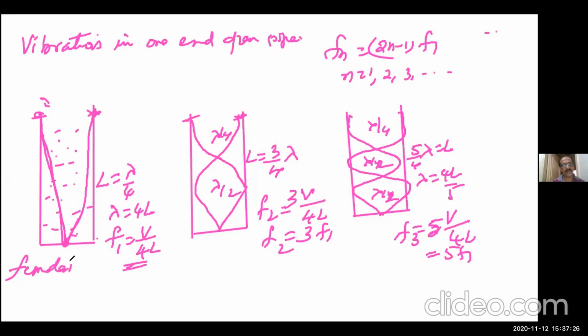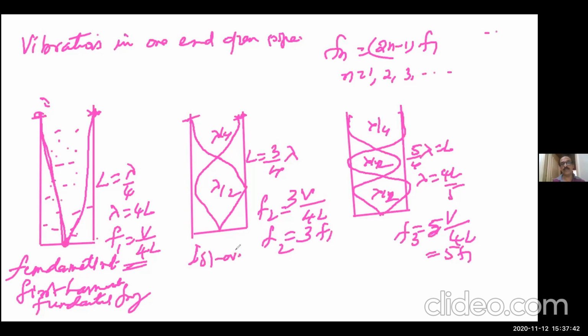This is the fundamental note, first harmonic or fundamental frequency. This is the first overtone, but the third harmonic. This is the second overtone, but the fifth harmonic. Here there is no second and fourth harmonic. All odd harmonics will come.